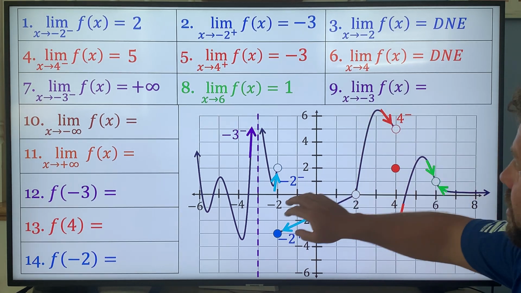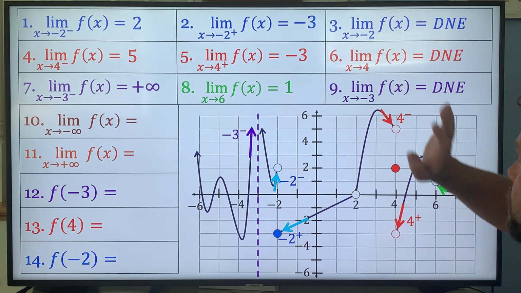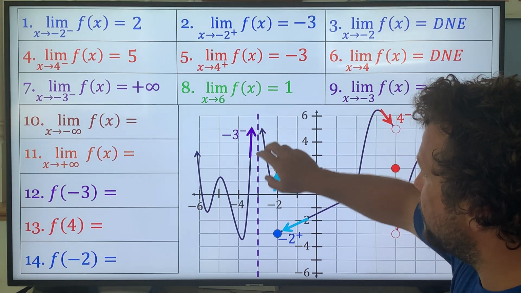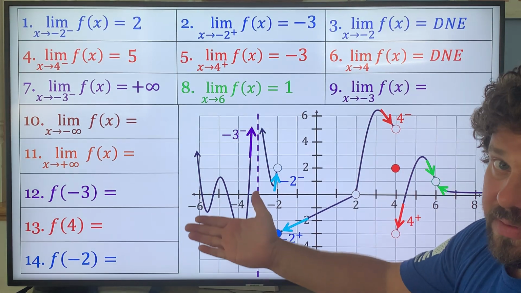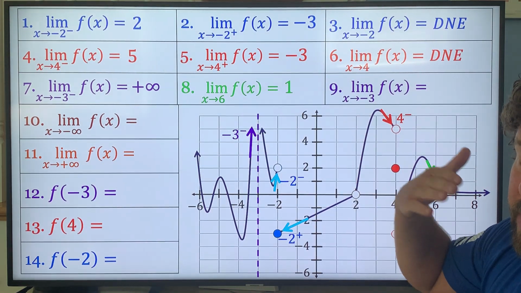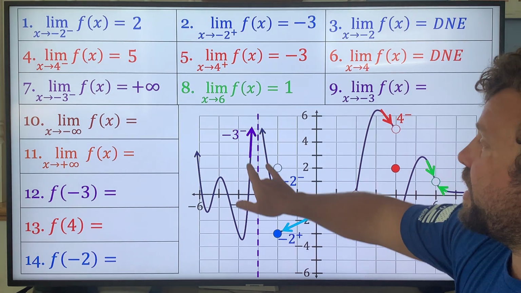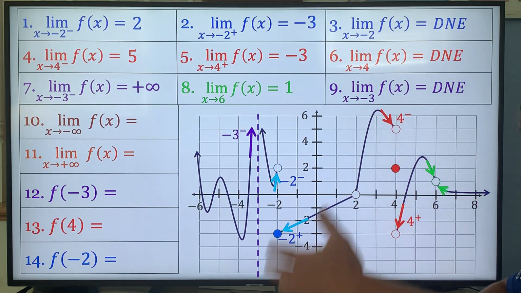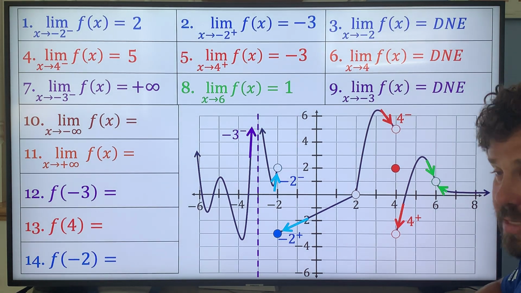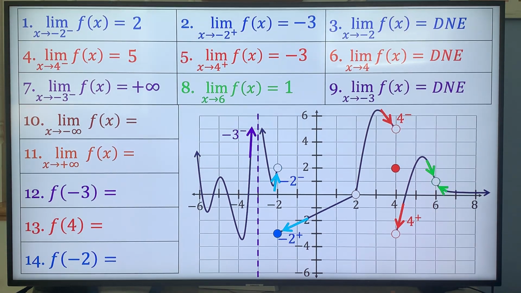Limit of -3. Okay, as I said before, oh, sorry. The limit at -3 from the positive side is also infinity. They're both infinity. But because of the unbounded behavior, you can't have an actual limit that's infinity. The limit doesn't exist. All right, remember, limits can't be infinity, can't be negative infinity. One-sided limits can, two-sided limits can't.